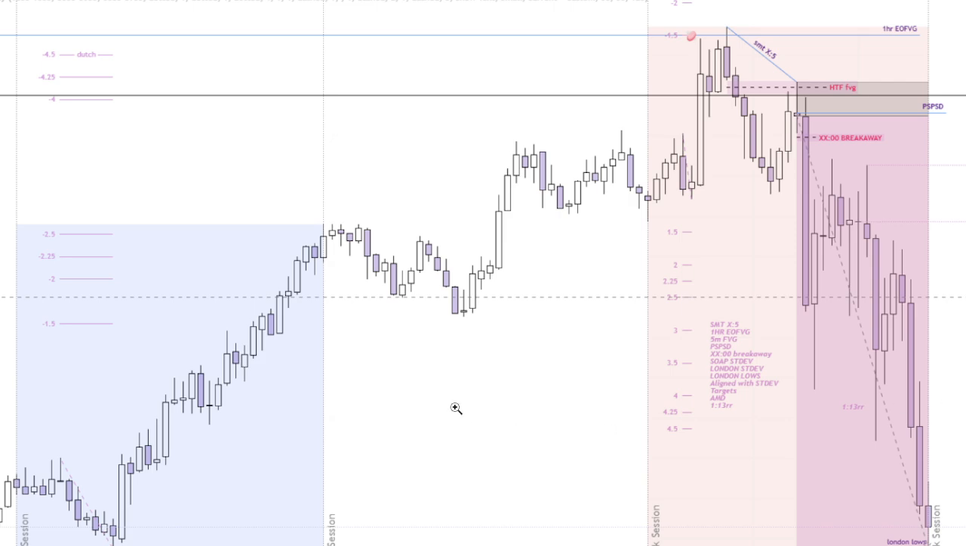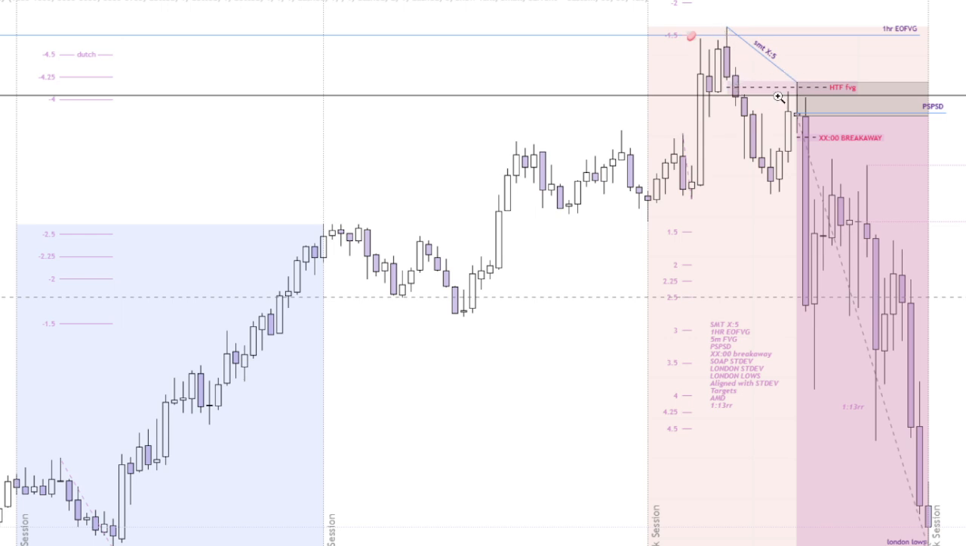What do we see? Price made its original consolidation right here. It's also the London low, so it's going to be a very strong draw on liquidity. Price moves higher, reaccumulates, moves higher, reaccumulates, and reaches its smart money reversal zone. We reach a higher time frame PD array, the end of that fair value gap, and then we get this SMT right here between these two.